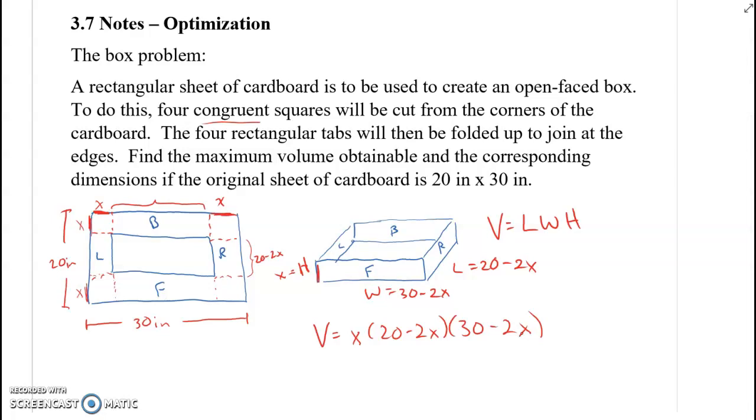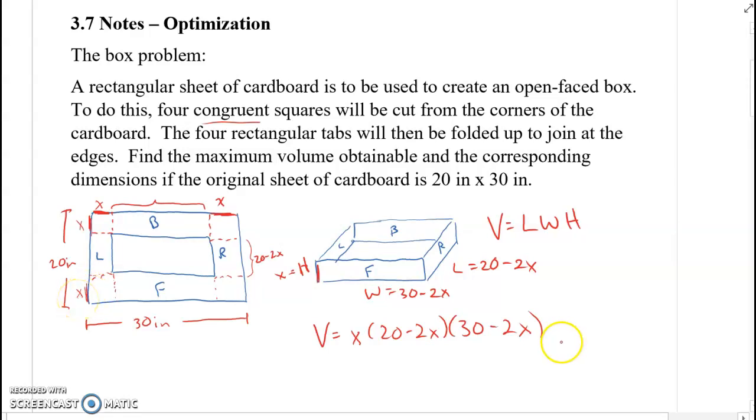But the question is, how can we pick an x value that's going to make that volume as big as possible? So let's start by asking, what is the domain of this function? In other words, what are the allowable values of x? Well, obviously we can't have a value of x smaller than 0, right?